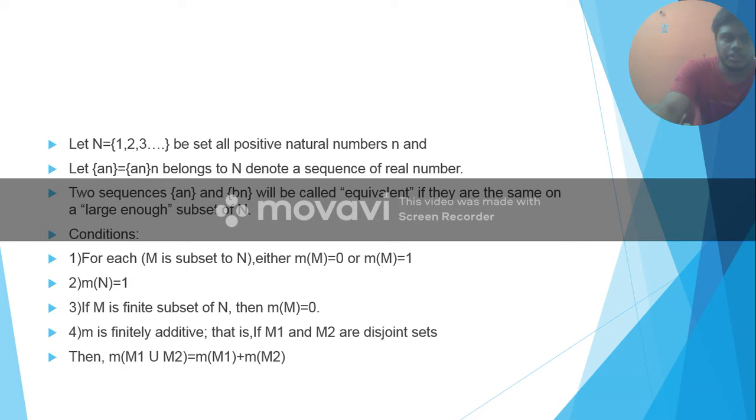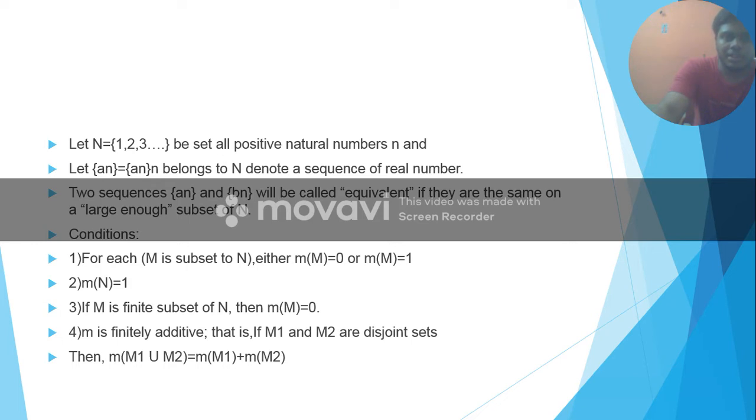So let n be any of 1, 2, 3, 4 and so on, that is, any positive natural number, and let a_n be the set of a_n for n belonging to capital N, for any sequence of real numbers. Two sequences a_n and b_n are known as equivalent.